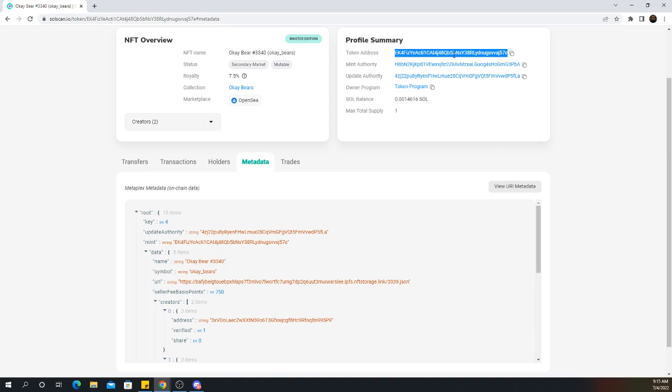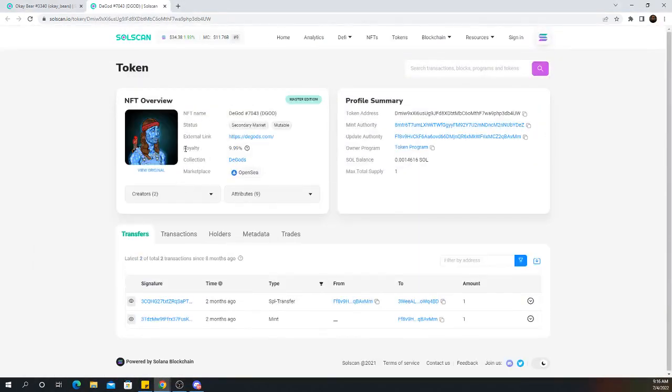Very similarly, I could make an exact replica of the OK Bear, and I'm going to show you that here in a second with a DeGod that I've used to demonstrate this, which I don't know where the actual one is anymore. First time I did this example, but if we look, this looks like a DeGod, right? But this token address is not part of the DeGod collection.